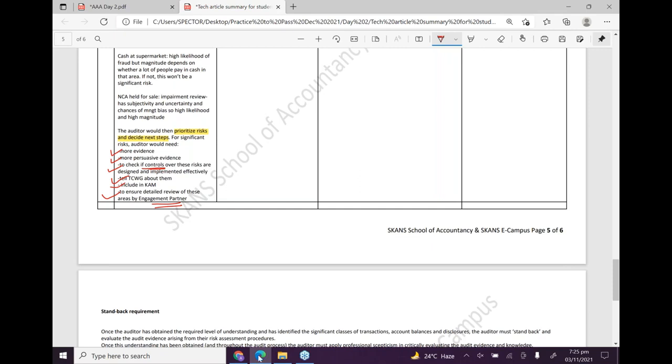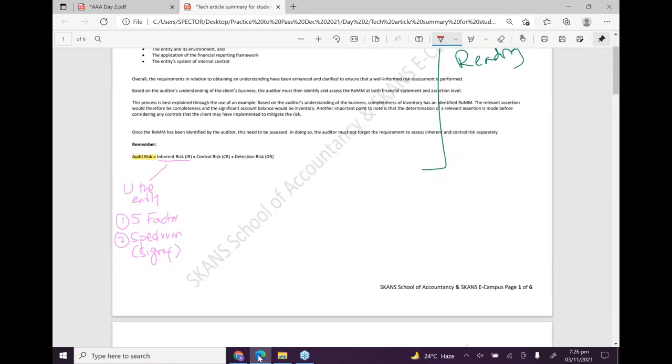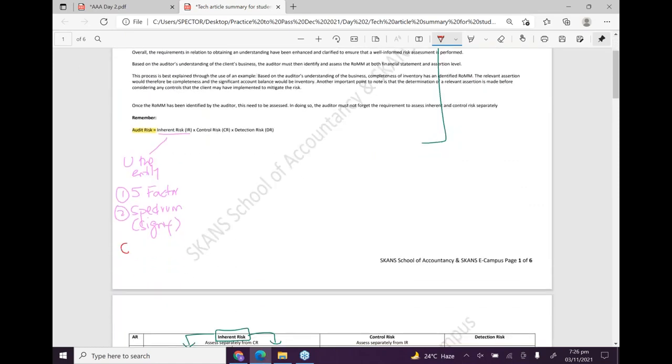So the standard setters have done nothing new. We've always been doing this. They've just given significant new terms to this area. So prioritize significant risks and plan next steps.